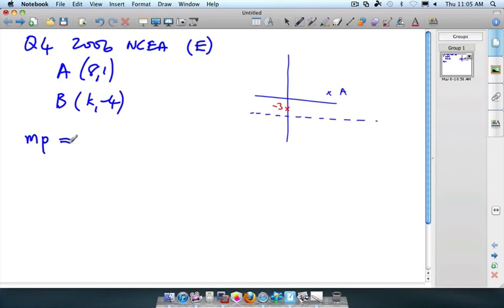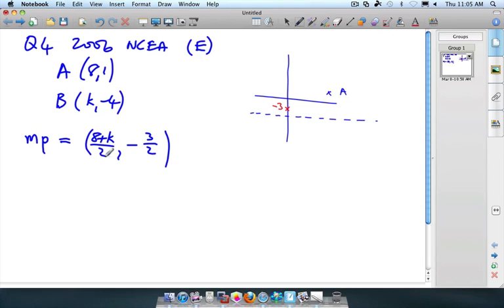We'll do the y first. What's the midpoint of 1 and negative 4? Yeah, negative 1.5. That's the midpoint. What's the midpoint of 8 and k? Add them together and halve it. That's all the midpoint is. Why write it as negative 3 over 2? Because negative 3 over 2 is negative 1.5. Fractions are better than decimals. 8 plus k over 2 is a good answer.